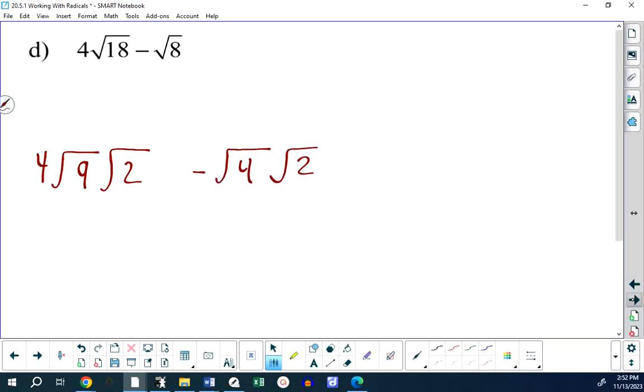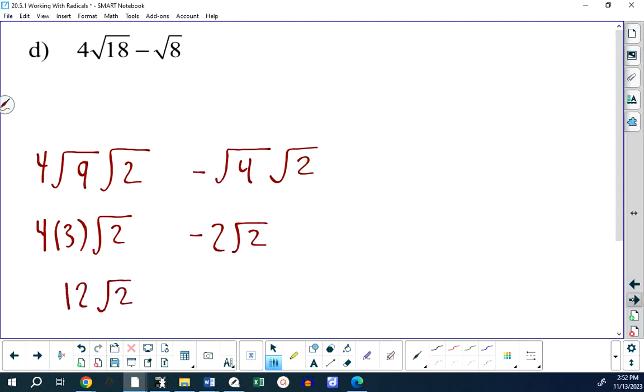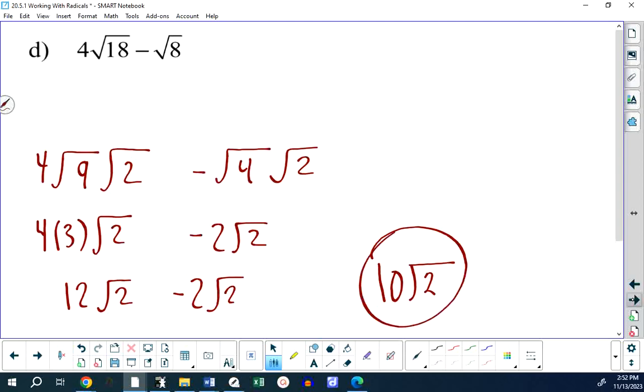How many of you are capable of seeing right now these two terms are about to become like terms? They're going to become root 2's. Be very careful here. This is going to become 12. 4 times the 3 is 12. It's very tempting to write 36, and I see it all the time. This is simply 2 root 2. So we get 12 root 2 minus 2 root 2. Well, that has potential. Because now they're like terms.